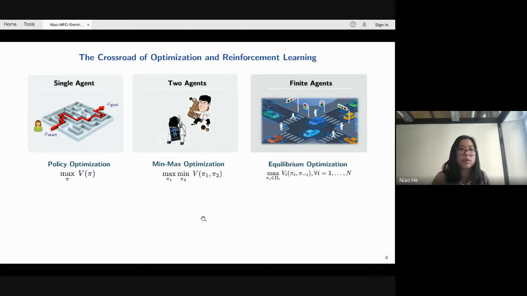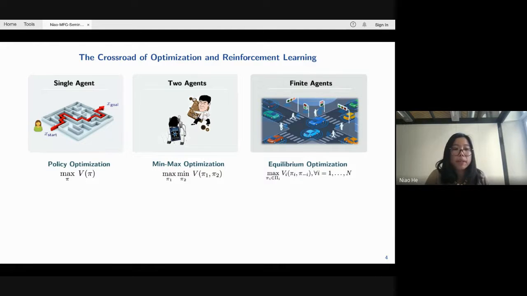or using minimax optimization for two-player zero-sum Markov games, or the use of decentralized optimization or equilibrium optimization to deal with multi-agent systems with competing agents or cooperative agents. And optimization also provides a lot of algorithmic tools and theories for us to understand how reinforcement learning algorithms work.